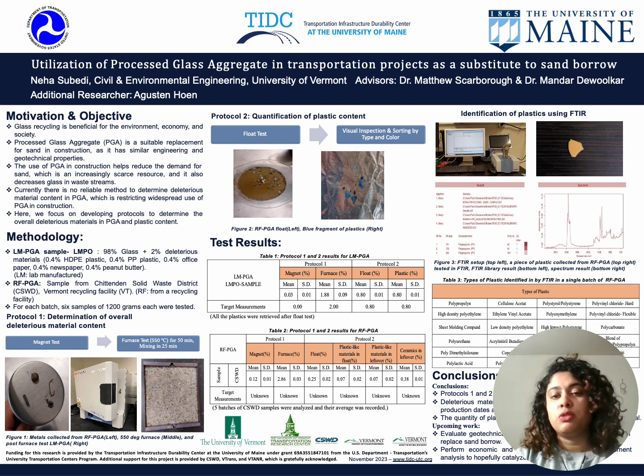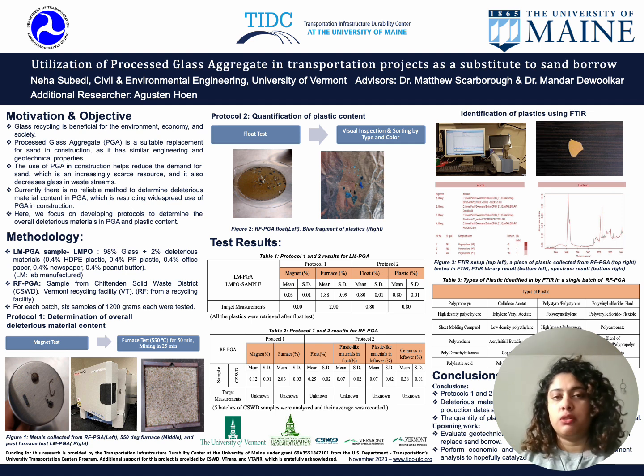Sand, being the second most consumed resource in the world, is depleting rather rapidly. On the other hand, glass waste is rapidly increasing, with almost 70% of it ending up in landfills. Using processed glass aggregate not only provides us a way to lessen the burden on a depleting natural resource, but also helps us divert waste from the landfill and gives us this amazing opportunity of converting waste into an asset.